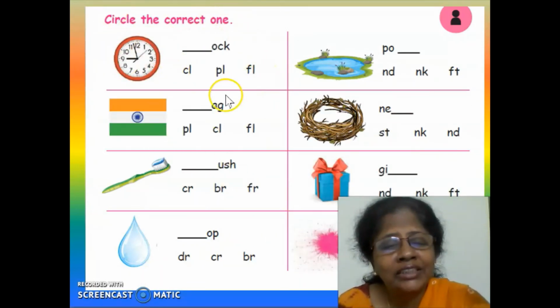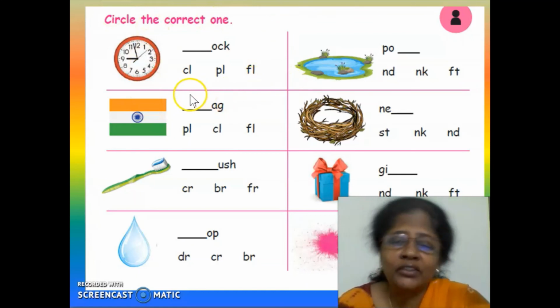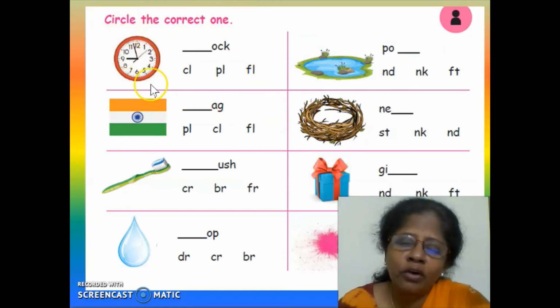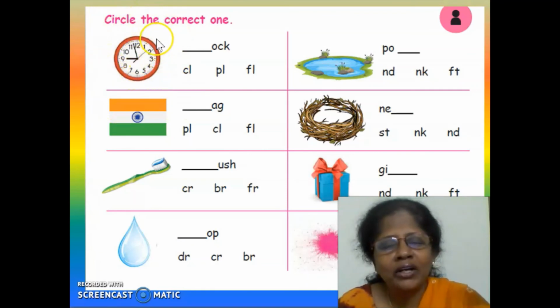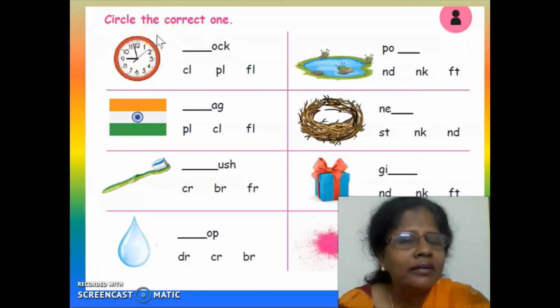And there is an exercise here given for you. There's a picture here. What is this? This is a clock. So how does it begin? Cl. It starts with cl. So you have to pick which makes the sound cl here. This is cl, this is pl, this is fl. So you know cl. You pick this cl and put it on the blank. So you're going to make clock.